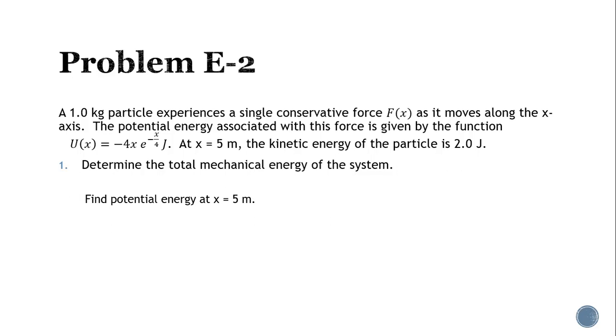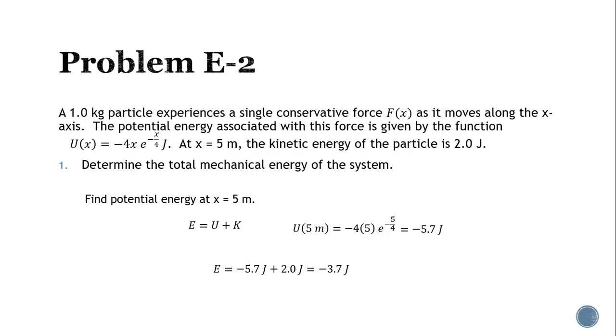So the first one, well, if I know the kinetic energy is 2 joules at x equals 5 meters, I should probably find the potential energy at x equals 5 meters. Because the total mechanical energy is potential plus kinetic. So if I plug in 5 meters into my potential energy function, what I get is that the potential energy is negative 5.7 joules. So when I actually go to calculate the total mechanical energy, I get negative 3.7 joules.